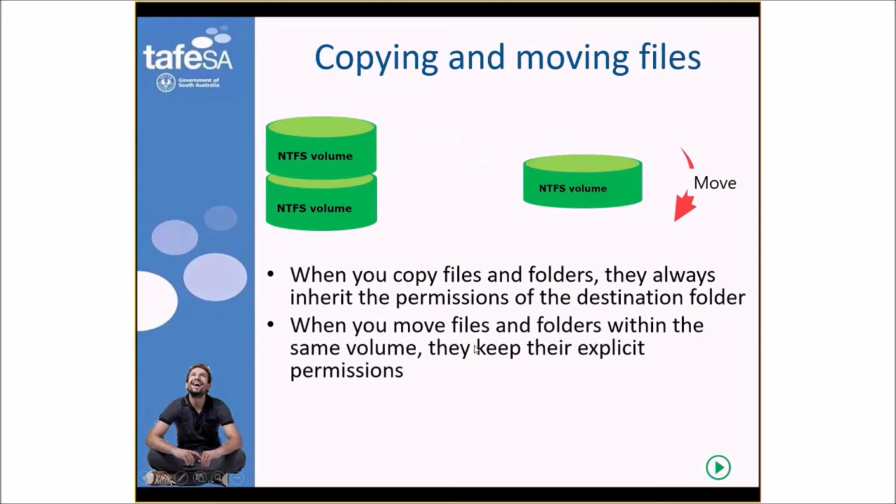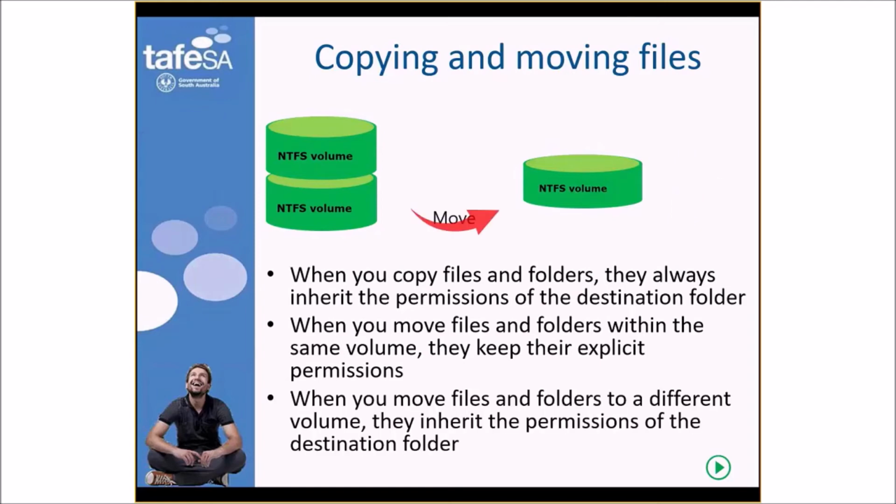When you move files and folders within the same volume, they keep the explicit permissions. Whatever permissions you've given them specifically goes with them. That's the difference between move and copy, okay? Copy means that you're copying to a new location. It's a separate file, whereas move is the same files or folders going into a different location. When you move files and folders to a different volume, they inherit the permissions at the destination folder. So that's a little bit complicated.